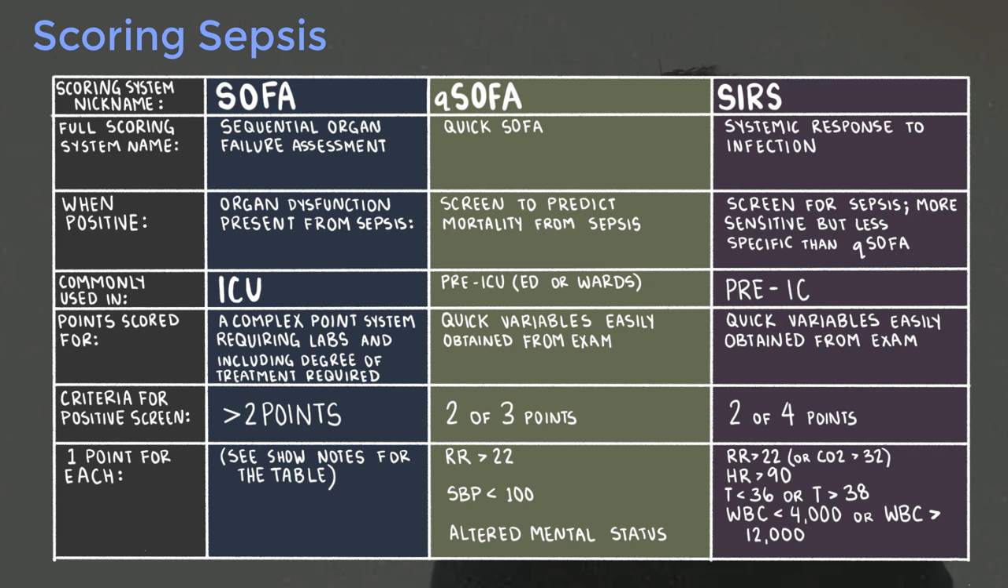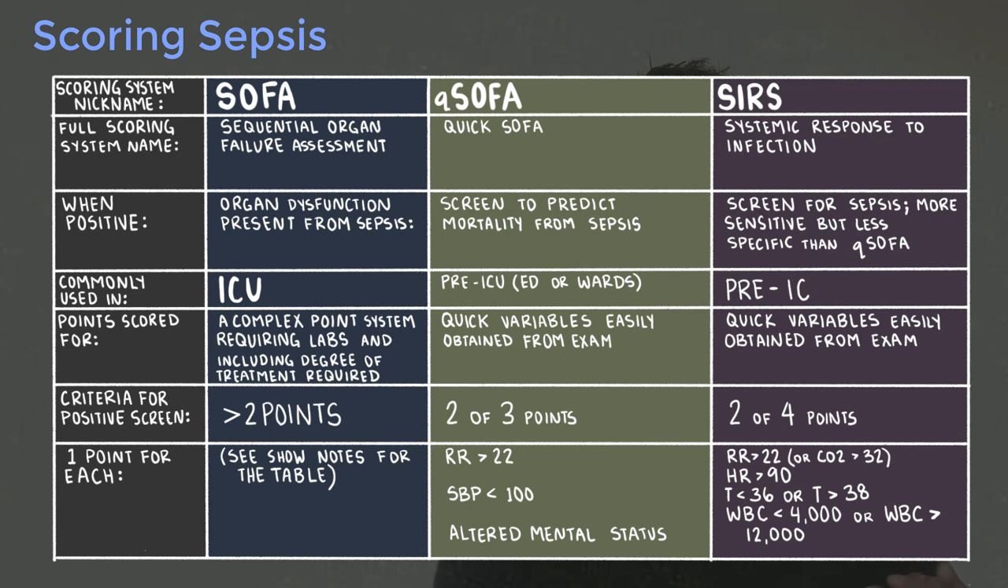The second clinical scoring system is QSOFA, or quick SOFA. As the name implies, it's a quick way to screen for patients with sepsis. SOFA is, like I said, a very comprehensive tool, so you need a lot of lab parameters to calculate it, and it could take a while to come back. So in the meantime, you can do a quick SOFA to quickly assess if the patient has sepsis. This has been validated in the pre-ICU setting, and it predicts mortality in the setting of an infection.